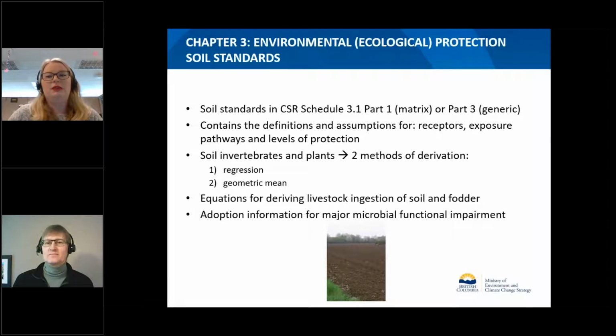The second site-specific factor is for livestock ingesting soil and fodder, and the necessary derivation equations are included in this chapter. The third factor is major microbial functional impairment, and the adoption information for these is included. Next slide, please, and over to you, George.